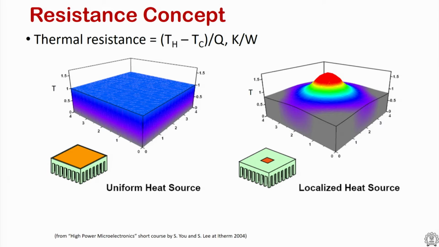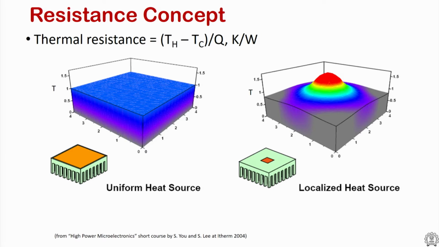How do we define a thermal resistance? I have depicted here in this slide two situations. One has a uniform heat source mounted with a heat sink, and the other one is a smaller heat source mounted on a heat sink. The thermal resistance by definition is the voltage difference, in this case the temperature driving force, divided by the current that is passing through it. Current here is the heat transfer rate or heat flux. Here we use heat transfer rate, and temperature difference divided by heat transfer rate is the thermal resistance.